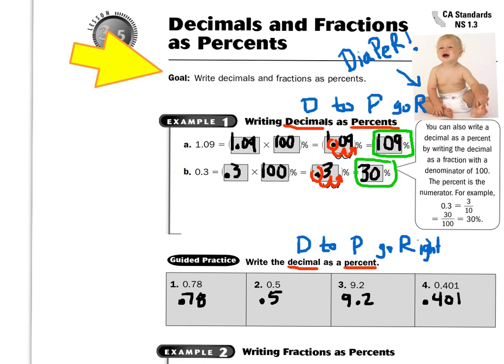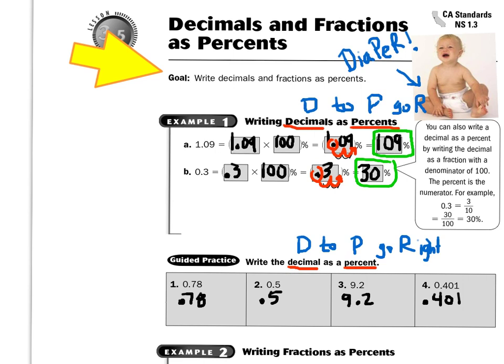Take a look at B. If I have 0.3 and I want to change it into a percent, I just multiply it by 100%, which is just 1. And so then I grab the decimal point, move it 2 places to the right, so that would give me 30%. So 0.3 is the same as 30%.